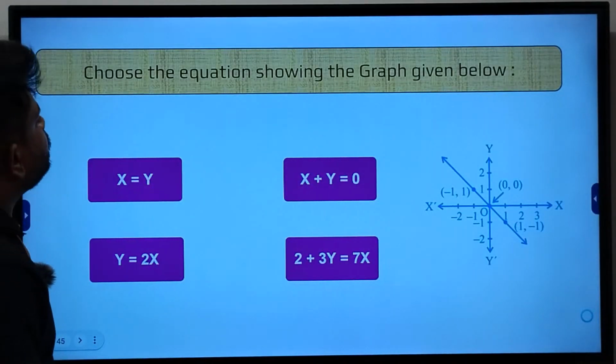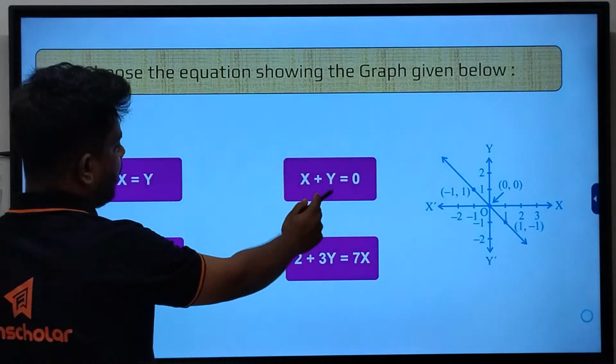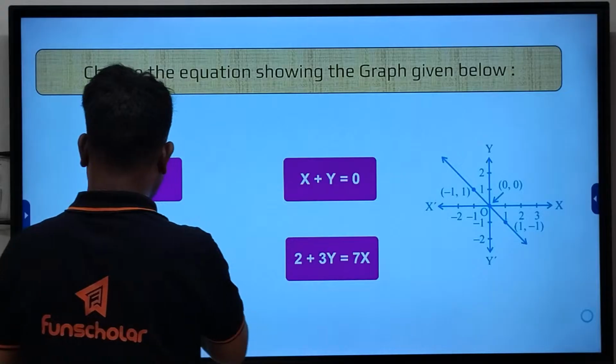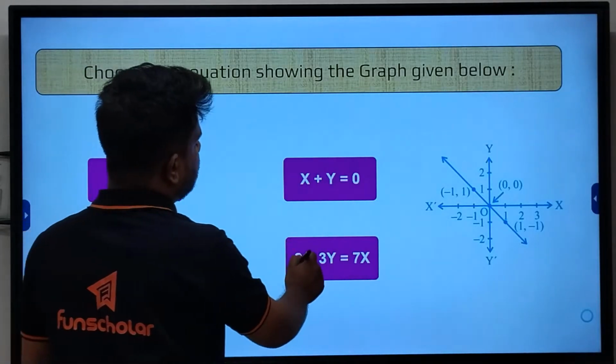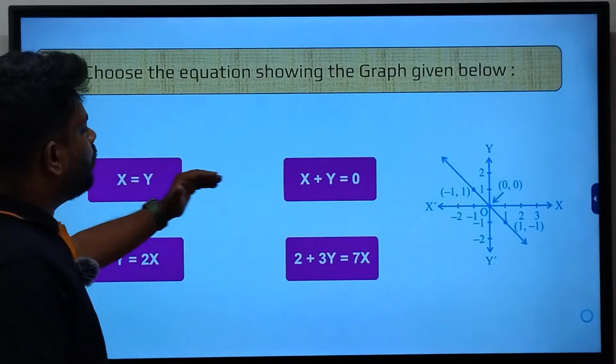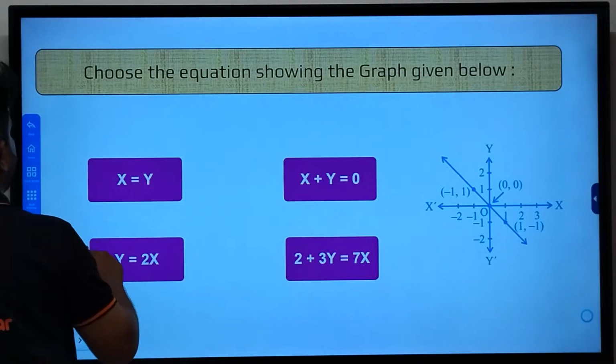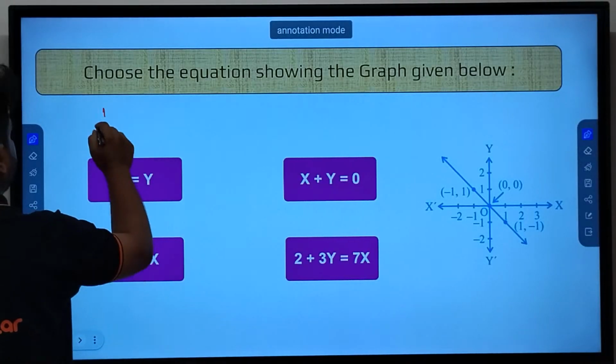Choose the equation showing the graph given: x equals y, x plus y equals 0, y equals 2x, and 2 plus 3y equals 7x. If I plot all the points on the graph paper, it will be like this for the first one.